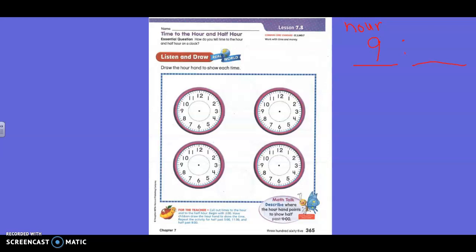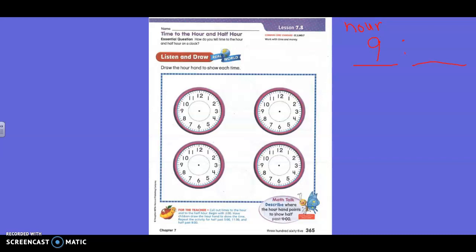Boys and girls, today we are going to tell and write time to the hour and half hour. Okay, so right now you need to draw the hour hand in the correct position to show the time as 3 o'clock on the first clock.